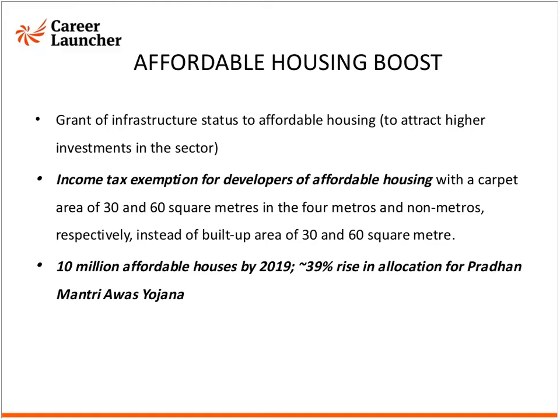And secondly, you say 10 million affordable houses by 2019, which is a 39% rise in allocation in your Pradhan Mantri Awas Yojana.